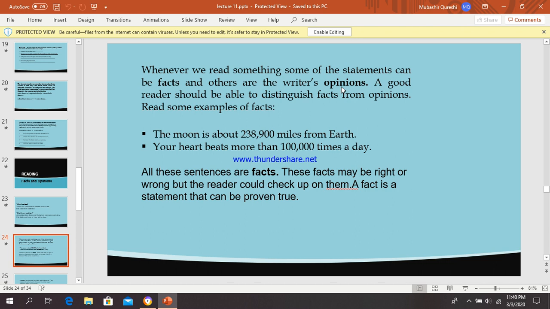Whenever we read something, some of the statements can be facts and others are the writer's opinion.